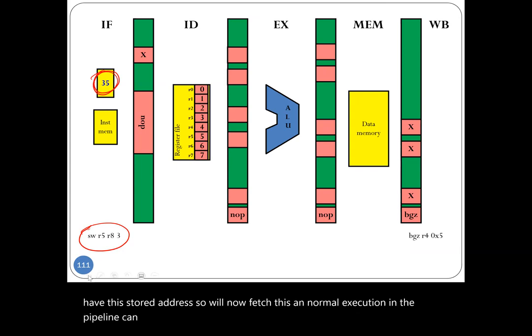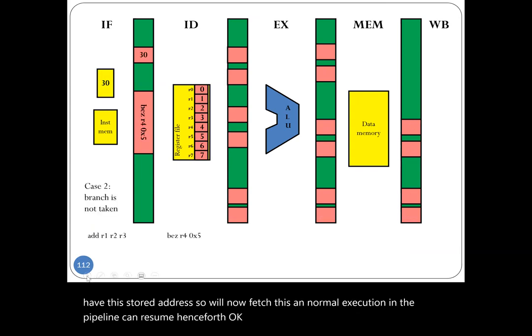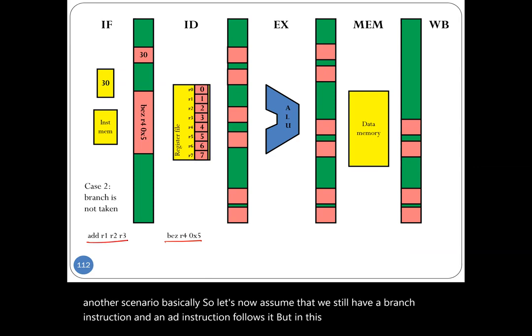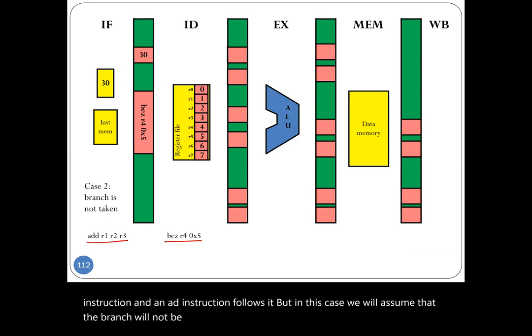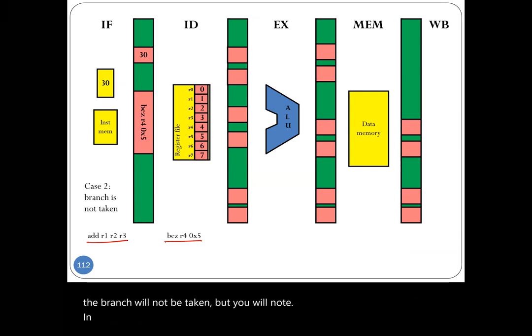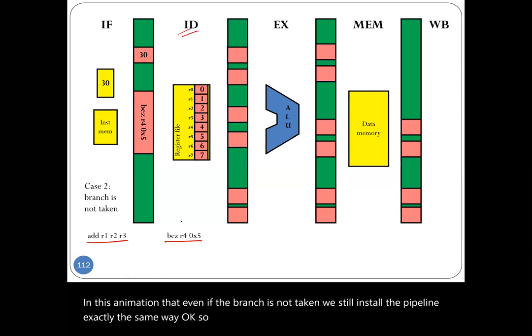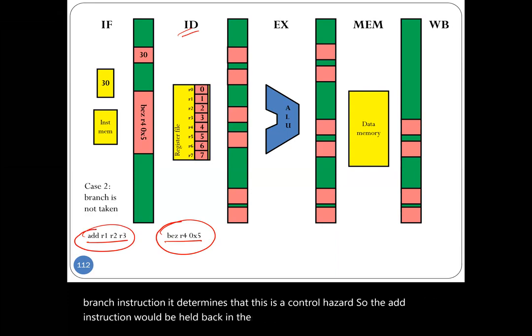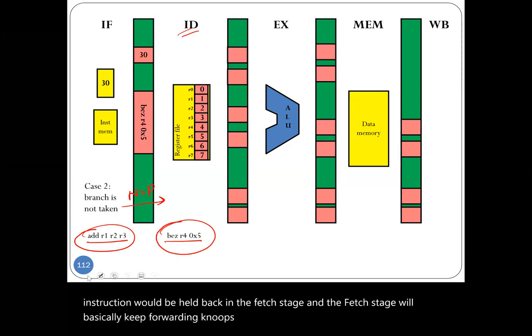Now let's take another scenario. Let's now assume that we still have a branch instruction and an add instruction follows it, but in this case we'll assume that the branch will not be taken. You will note in this animation that even if the branch is not taken, we still stall the pipeline exactly the same way. Again, when the decode stage detects that this is a branch instruction, it determines that this is a control hazard, so the add instruction would be held back in the fetch stage, and the fetch stage will keep forwarding no ops to the subsequent stages until this branch is resolved.